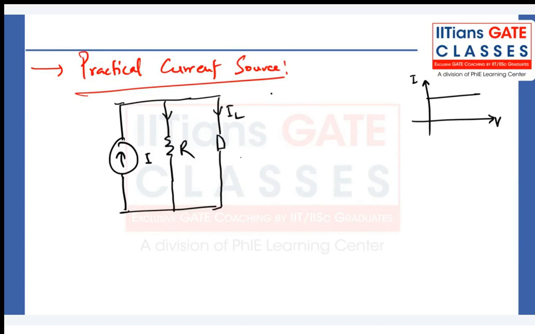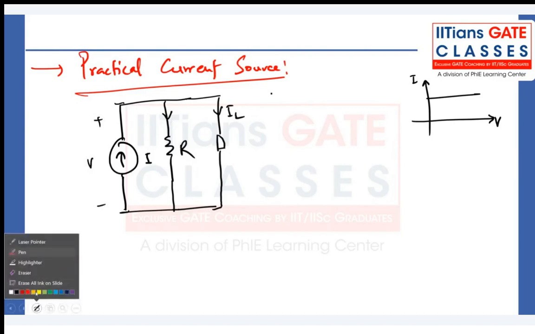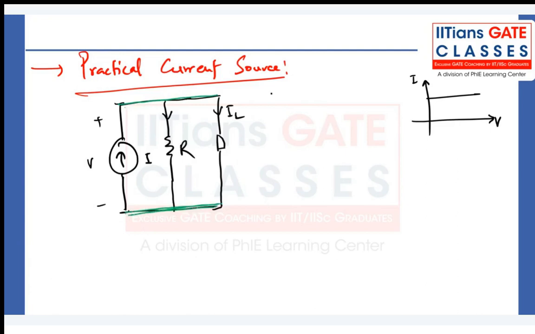If you apply some voltage V here, because they are connected in parallel, so in network theory you will study series and parallel. This is what parallel is. Why are we calling these elements connected in parallel? Because they are at the same potential. These three elements are at the same potential: this is V, this is V, this is V. That's why they are connected in parallel. So if the voltage across this current source is V, the voltage across this element will be V, and across this element will be V. So you can determine the IL here.